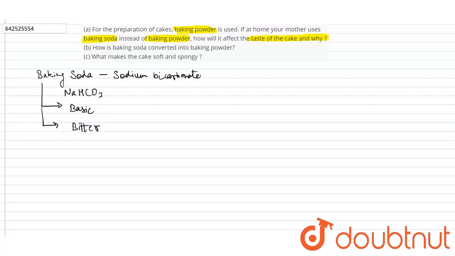And we can also show it with the chemical reaction. 2NaHCO3, if we heat it, it will form sodium carbonate, which is bitter. And along with that, this reaction will release H2O plus CO2.